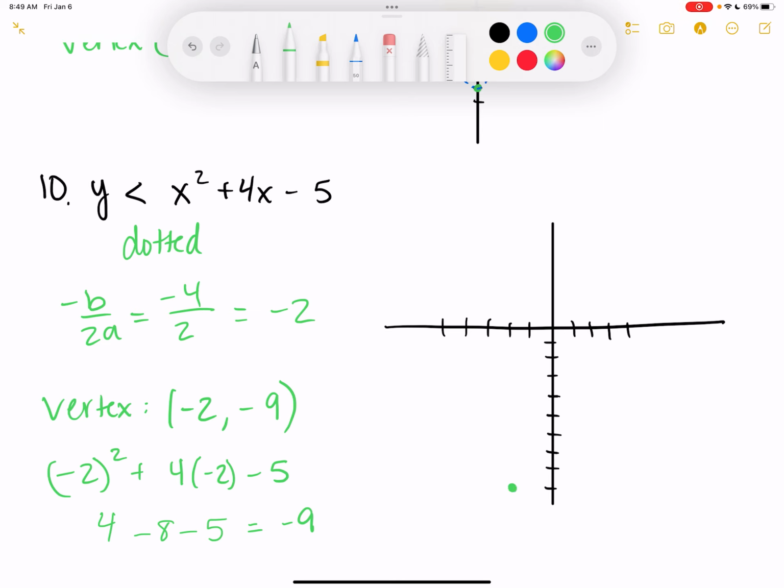I would say since 0 is only 2 away, I'm going to plug in 0 because that'll be the easiest thing to plug in. So at 0, we're at negative 5. So 2, 3. And then remember that was 2 away, so we need to go 2 away in the other direction. It's dotted. And y is less than, so where would we be shading? Outside. Yep, outside.